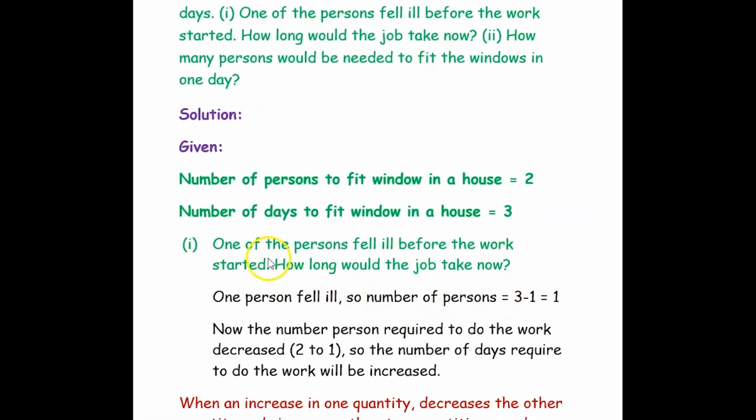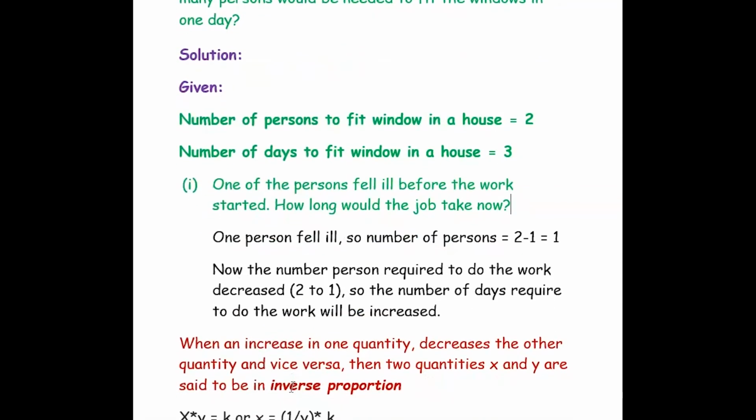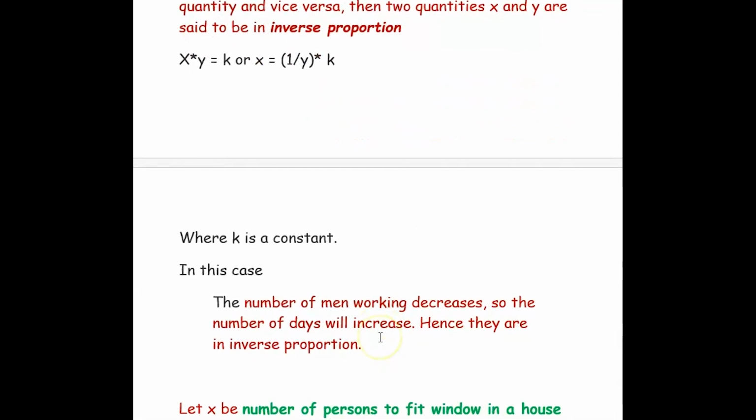Now first, what is given? One of the persons fell ill before the work started. How long would the job take now? So now totally we have 2 persons, and one of the persons was ill. So 2 minus 1, we have only 1 person. So the number of persons required to do the work is decreased from 2 to 1, so the number of days required to do the work will be increased. When an increase in one quantity decreases the other, it's an inverse proportion.